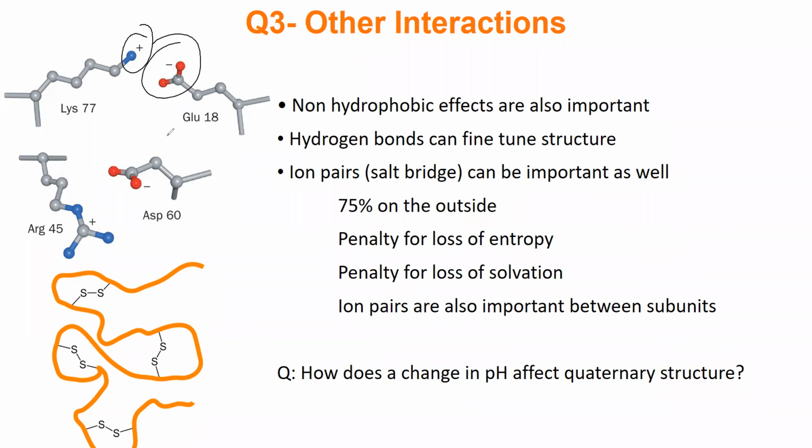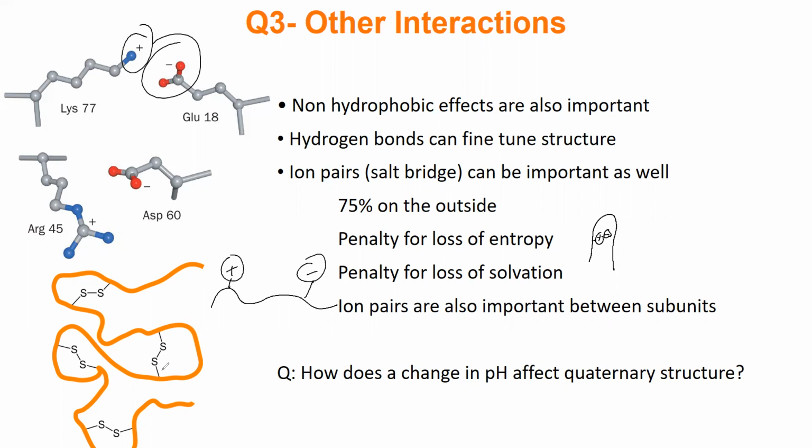Usually, salt bridges hold different subunits together. They're kind of like gluing different parts of the protein. So what I mean by that is that if we have a protein with a sequence like this, if I have a positive residue here and a negative residue here, I can make this protein fold over because the positive and negative want to be close to each other. So that's a salt bridge, and that can be important for structure.